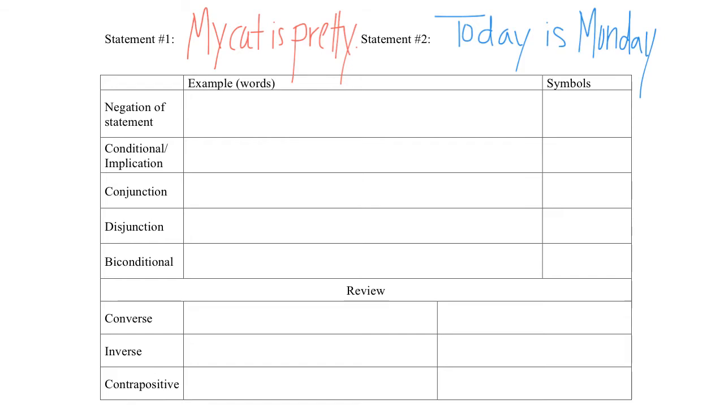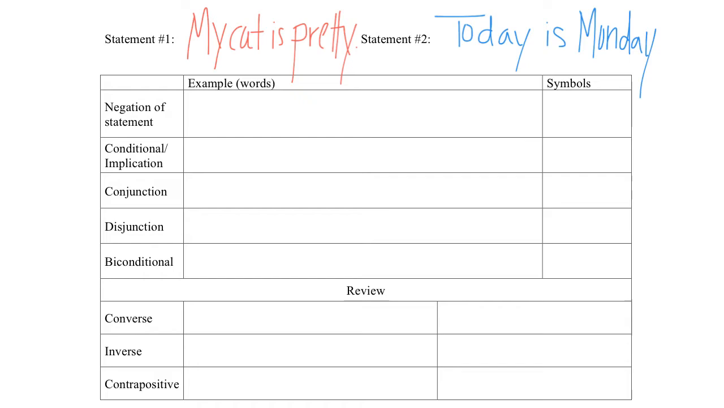Okay, so let's look at some examples of all of our different types of statements now. I chose two statements to use for this that are just kind of silly, that don't really matter if they're true or false, just so we can focus on the type of statements that we're making and you're not worrying about whether it makes sense. So statement number 1, my cat is pretty. Statement number 2, today is Monday. Let's use these examples to go through the different types of statements that we have.